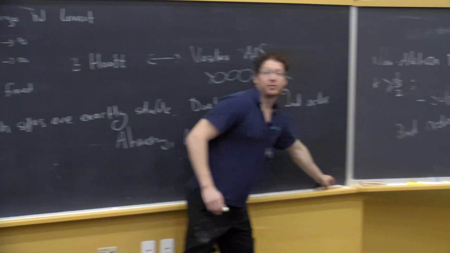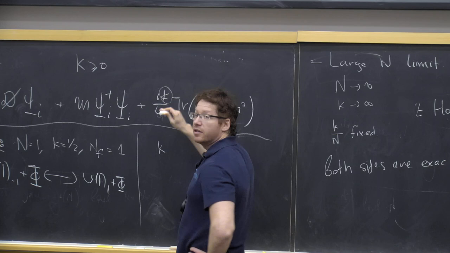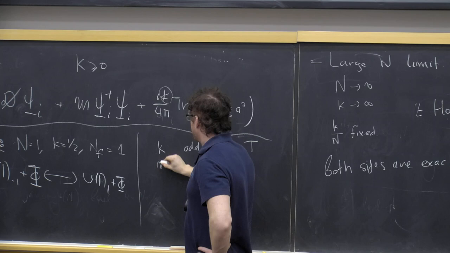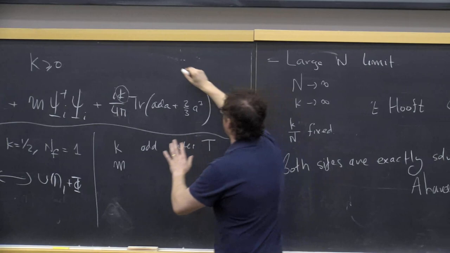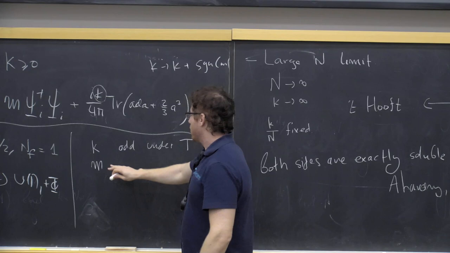So the more conceptual answer is that the parameter k is formally odd under time reversal. The parameter of the fermion mass, so you remember that our formula was that k is shifted to k plus the sign of the mass up to some factors. So the idea is that this formula has to be covariant with time reversal symmetry. Now, the mass term for fermions breaks time reversal symmetry. So M is also odd under T.